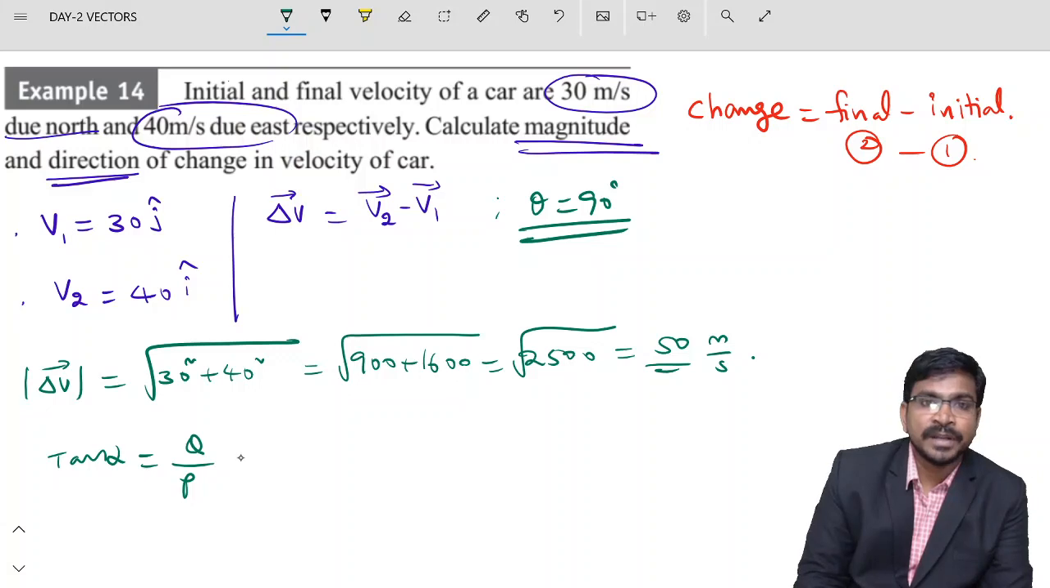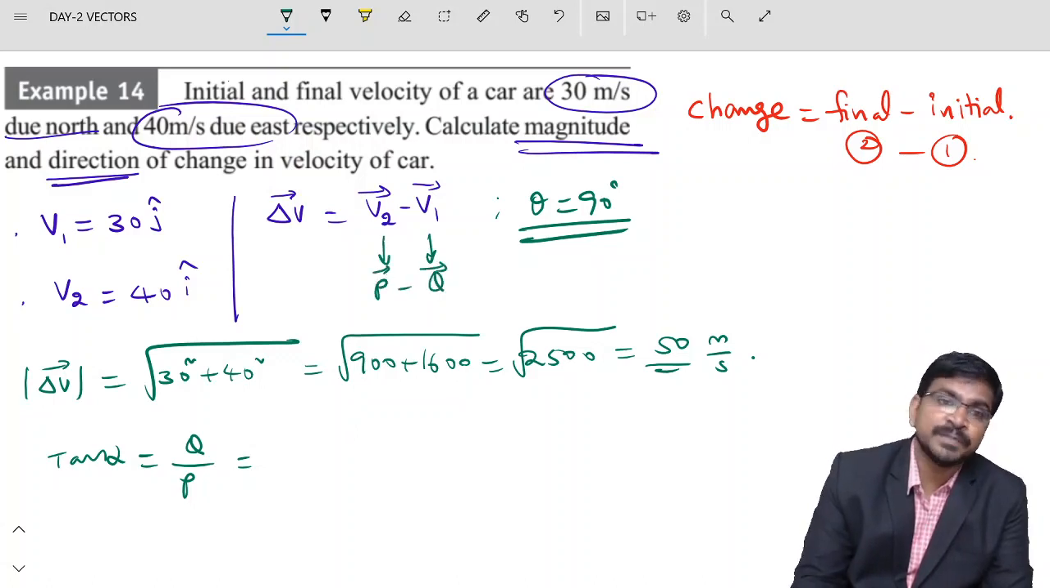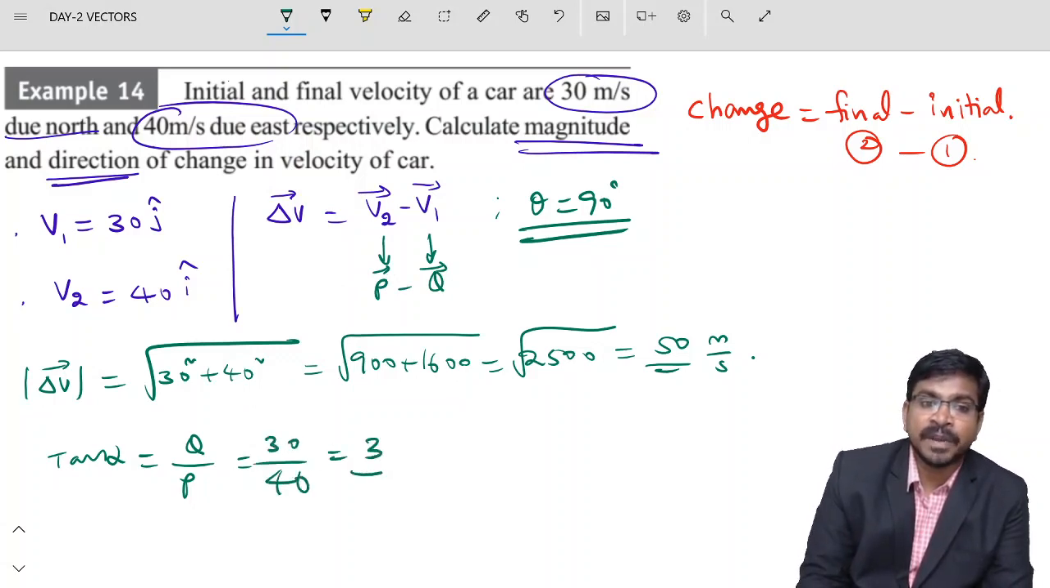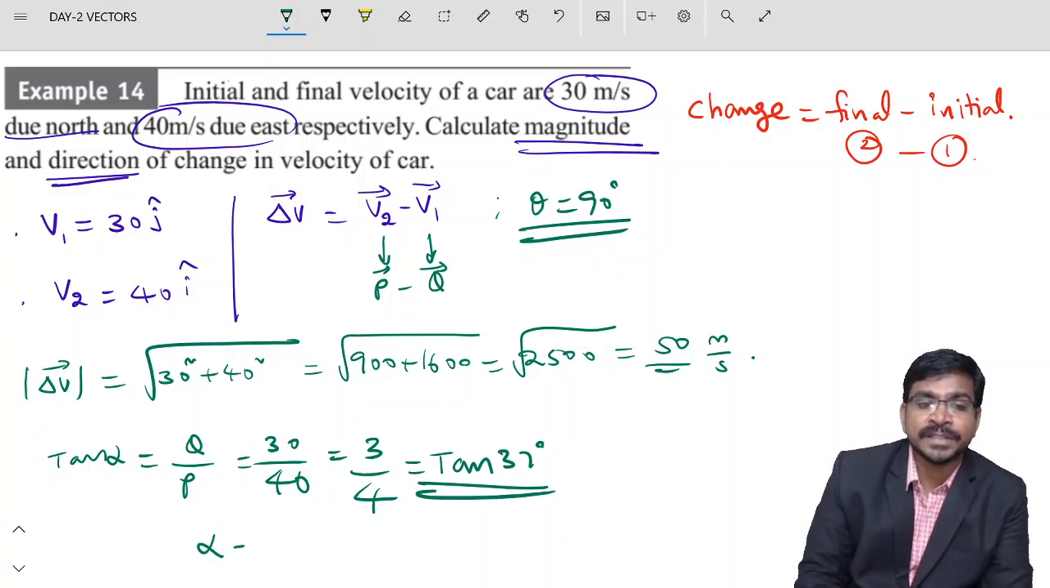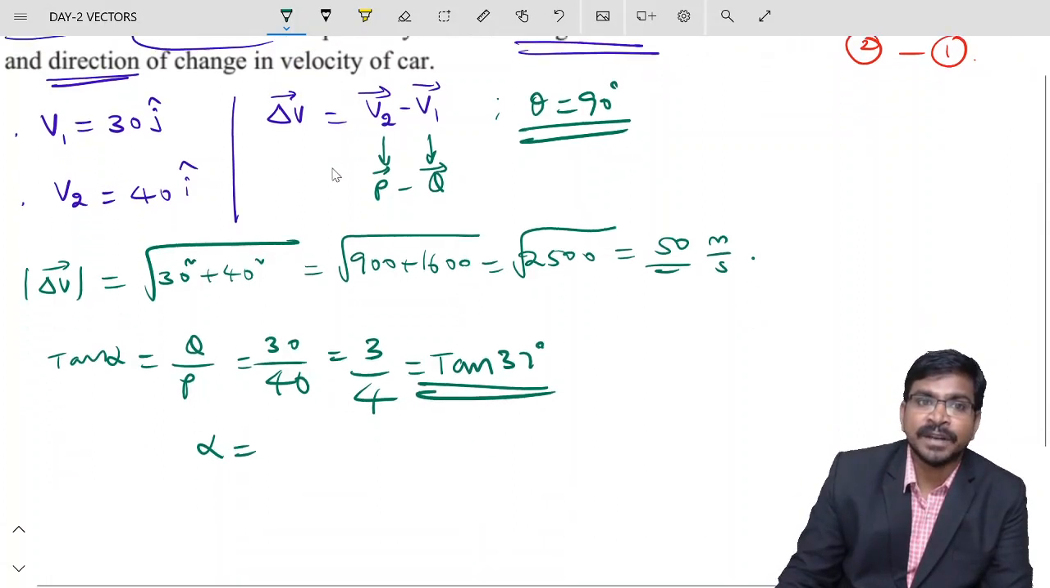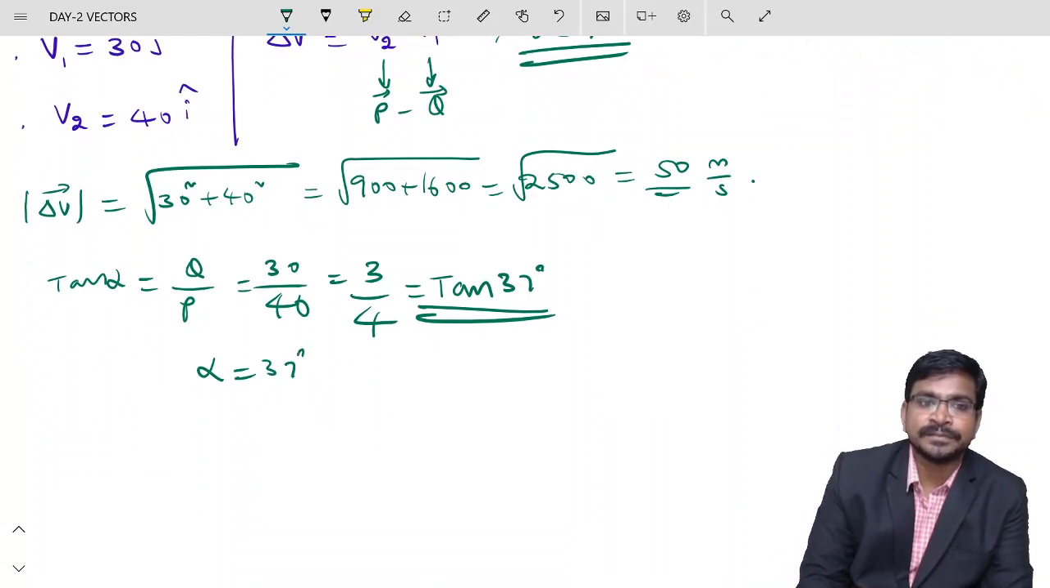Just now we have solved the previous question. So here what is q? P minus q means the first vector. This is something like q, this is something like p. q by p means 30 by 40, and this is 3 by 4. 3 by 4 in tan, we can write as tan 37 degrees. So direction alpha is equal to 37 degrees. Okay. Next.